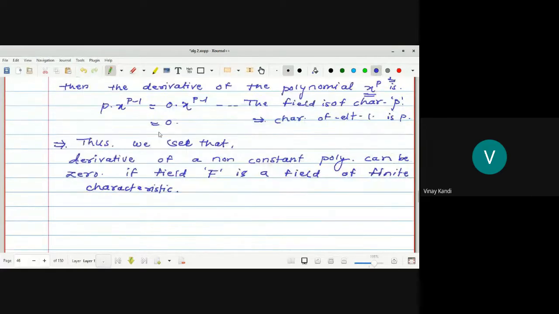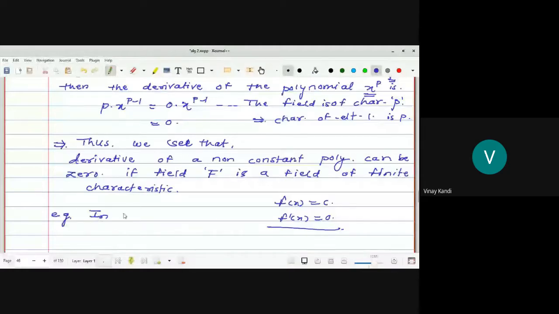Suppose f of x is equal to c, then what is f dash of x? 0. But here, the derivative of a non-constant polynomial is also 0. Why? Because the field is of characteristic p. For example, in Z7.